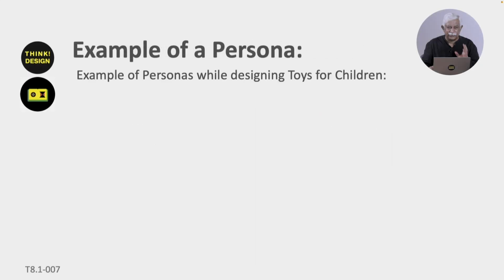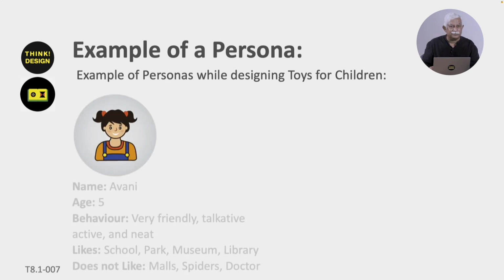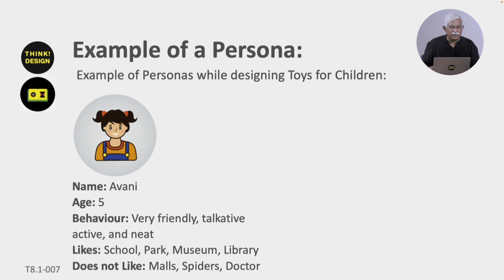Let us have a look at personas. We are looking at personas from the topic of designing toys for children. So, this is Avani, age 5, very friendly, talkative, active and extremely neat. She likes school, likes to go to the park and visit the museum, spend time in the library. She does not like malls, spiders and doctors.